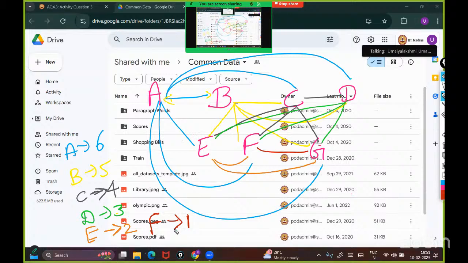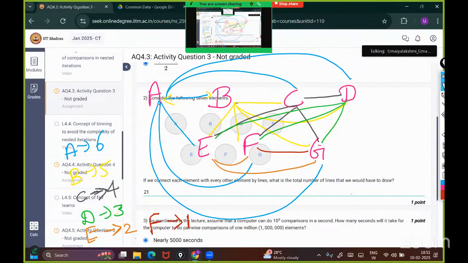So now on adding this, 6 plus 5 is 11. 11 plus 4 is 15. 15 plus 3 is 18. Plus 2 is 20. Plus 1 is 21. Now did you get an idea why it is 21?